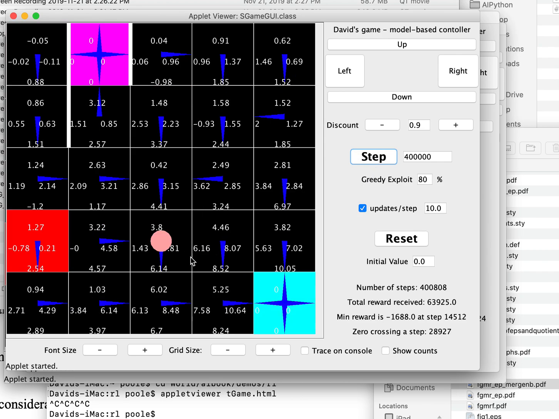it's basically learned that when it's in the bottom right here, it should go towards this feature in the bottom right. So it's learned that in 400,000 steps. But that's 10 updates per step, so that's like 4 million updates. Because it's now doing a whole lot of value iteration steps in between. So it's doing 10 value iteration steps per action. Okay, and we're going to step again another 400,000 steps.